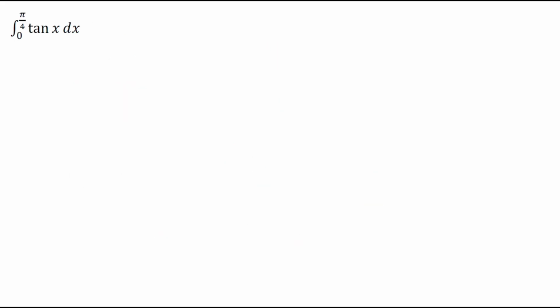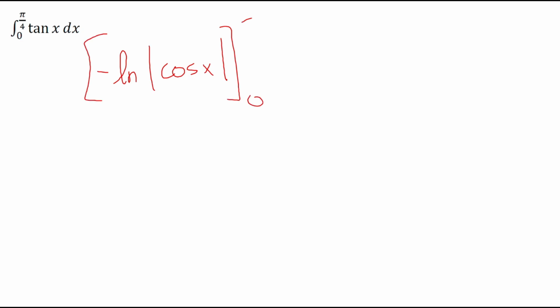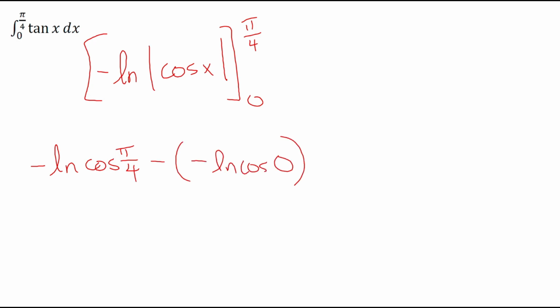All right, our next one here is just an integral of tangent x dx. So we know that the integral of tangent is just negative natural log absolute value of cosine of x. We're going to evaluate that from 0 to pi over 4. And again, I think I mentioned this earlier, but be careful when you are looking at a lower limit of 0, because that doesn't necessarily mean that the thing inside there becomes 0. So let's write this out. It's negative natural log of the cosine of pi over 4 minus negative natural log of the cosine of 0.